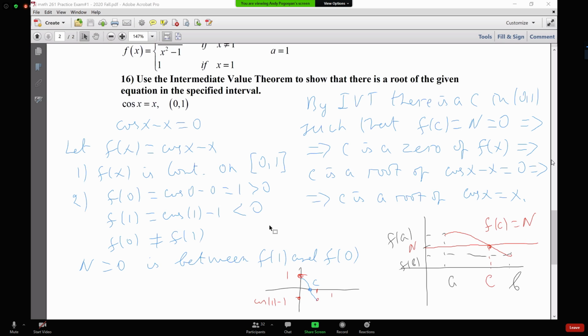Cosine 1 is in radian measure, which means 57 something degrees. So if you use your calculator, it will tell you. Oh, okay. Yeah, it's 0.54, cosine 1. See?